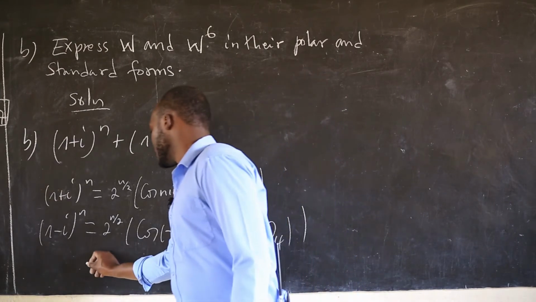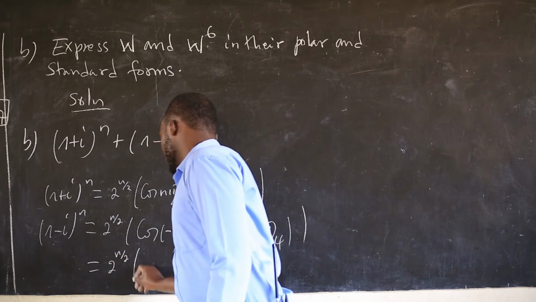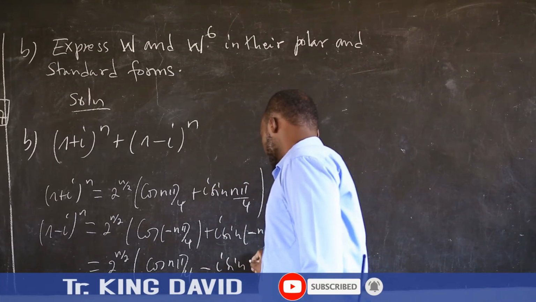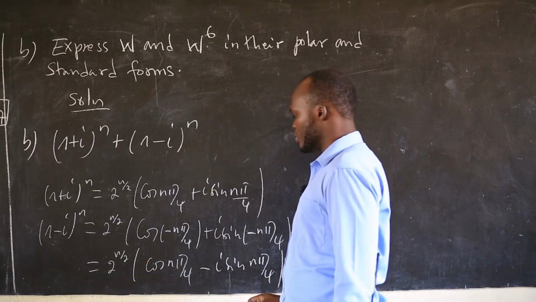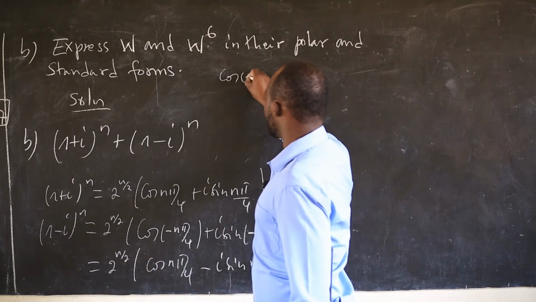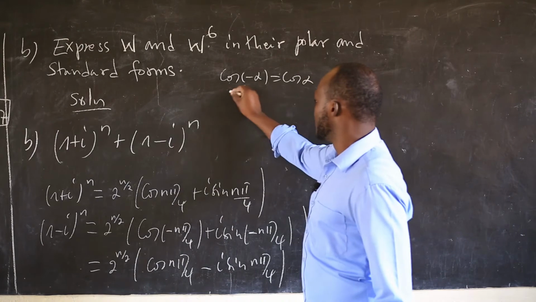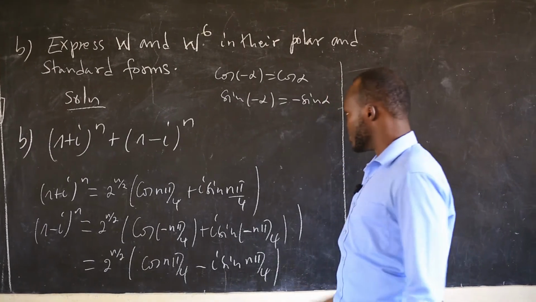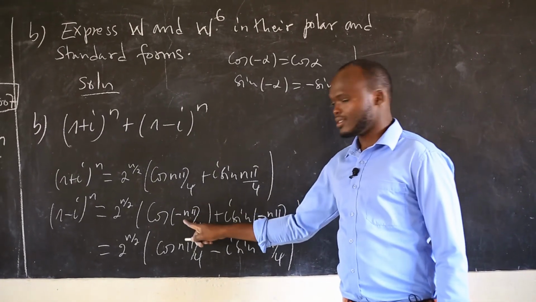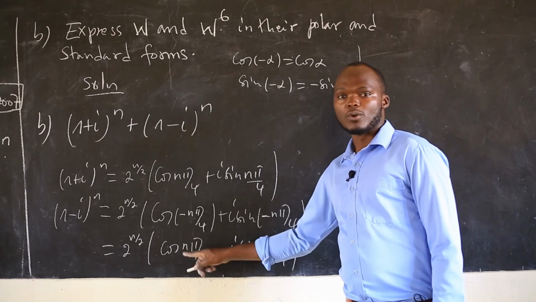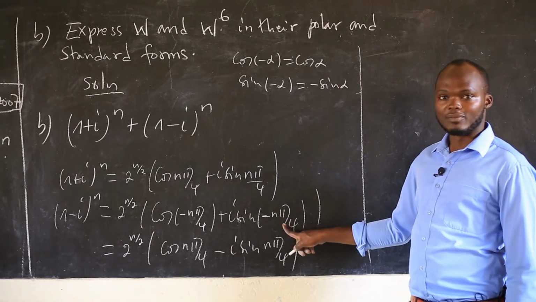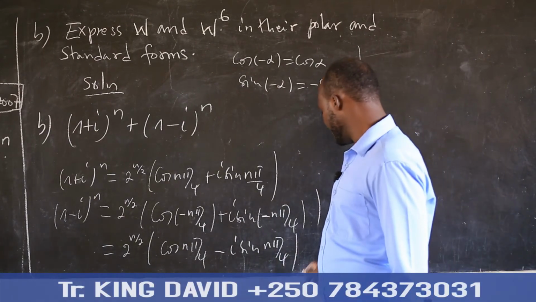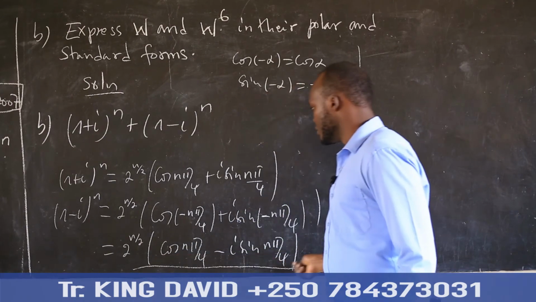Which is the same as 2 power n over 2 into bracket cos n pi over 4 minus i sine n pi over 4, because I told you cos of a negative angle is the same as cos of that angle, and sine of a negative angle is negative sine of the angle. I hope you still remember that one. So instead of negative n pi over 4, now we have cos n pi over 4, and instead of sine negative n pi over 4, now we have minus i sine n pi over 4. So now we're going to add this with this one.